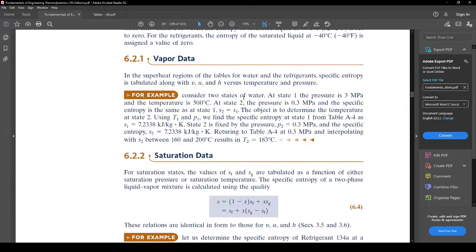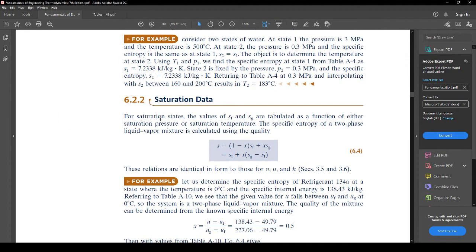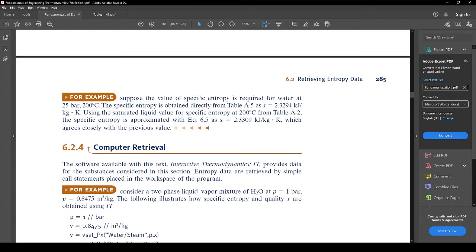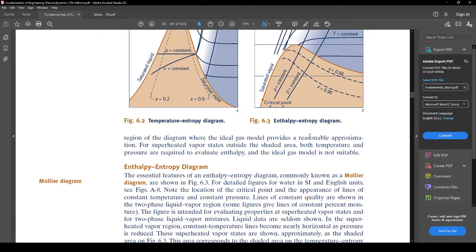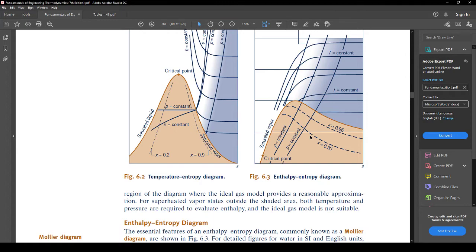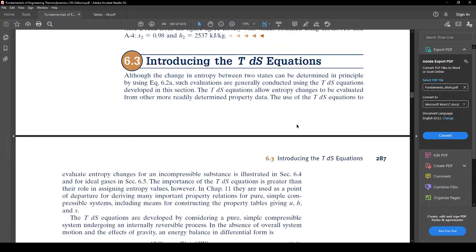So, last time we saw how to look it up in the table. You look up entropy the same way you do everything else, just under the S column. And we looked at TS diagrams a little bit. I drew a couple of them and showed where they would be given T and S. So, now we're on to introducing the TdS equations.